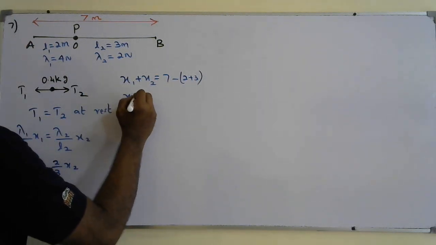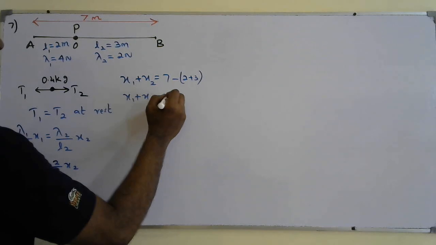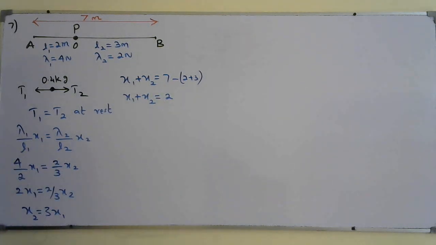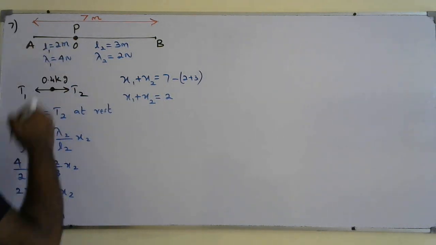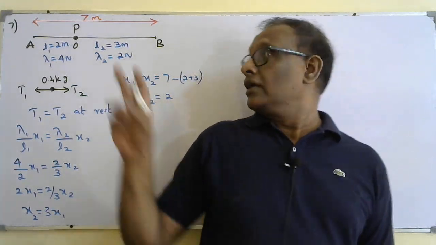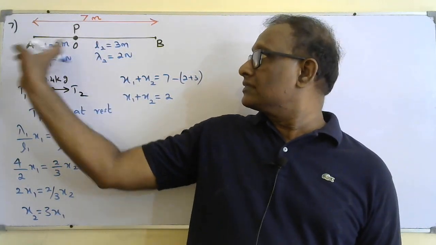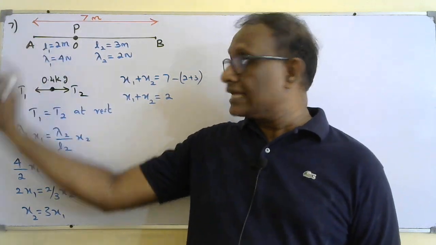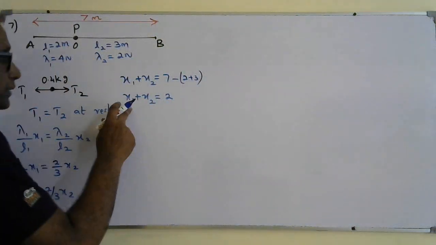That is x1 plus x2 is equal to 2. Okay, so I need to find x1. They asked me to find the length of distance between A and O, which means I need to find the extension of this elastic cord. Then that should be x1.